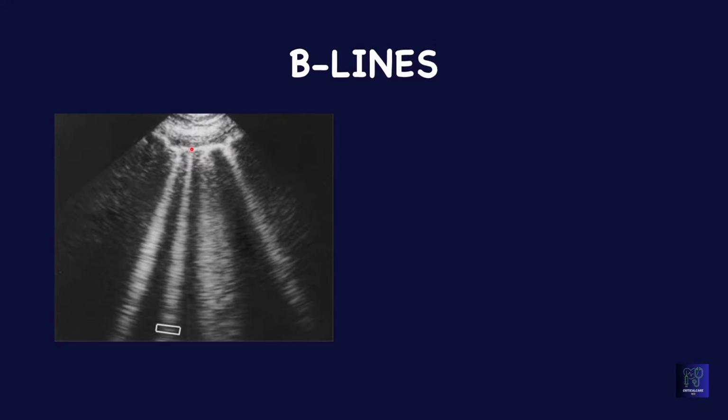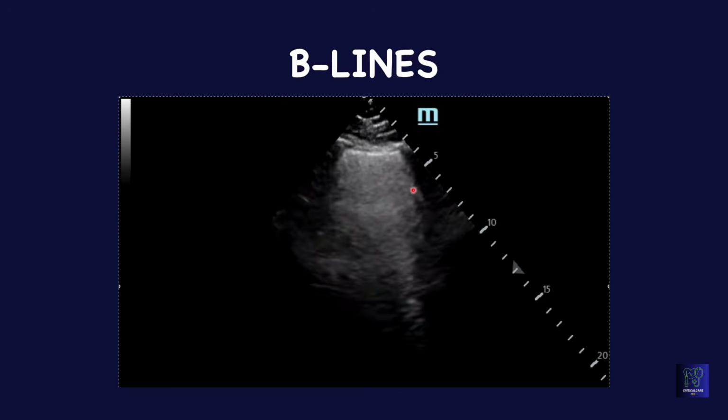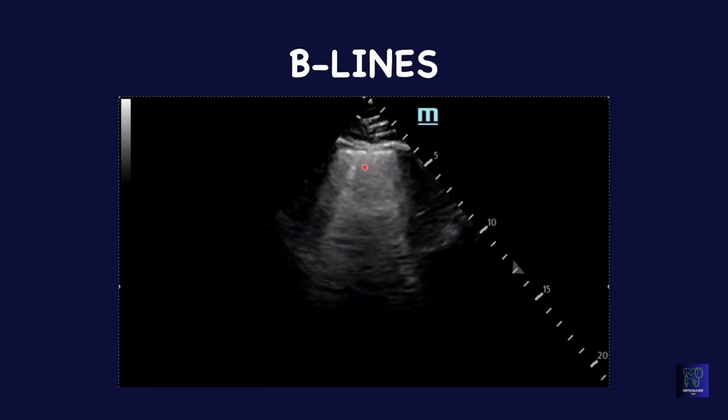On the top, this bright white line is the pleura, and these vertical lines radiating down the screen, these are called B lines. Again, these indicate interstitial thickening. They become broader as we go towards the bottom of the screen. It may be useful to remember B lines as beacon lights. They originate at the source and they become broader as they go farther. Here is an example of B lines.